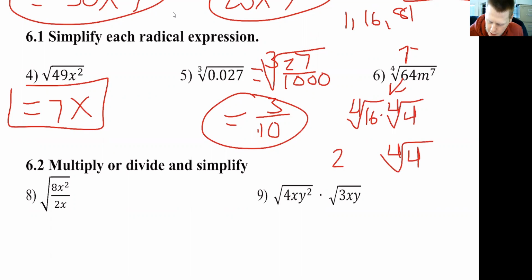And then we have to deal with our variable part. So m to the 7th, how many groups of 4 can you make out of 7? Well, 1. So if you pull out 4 m's to make that 1 on the outside, you would have 3 m's left underneath your radical.